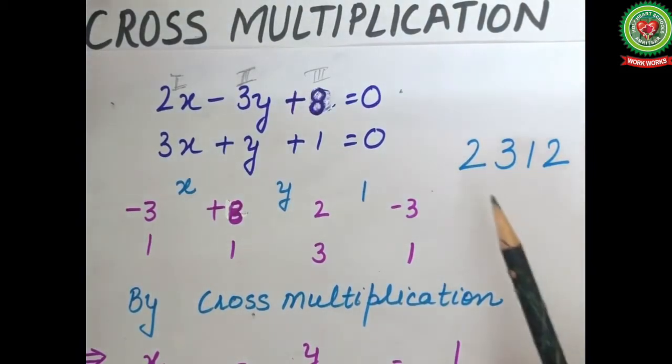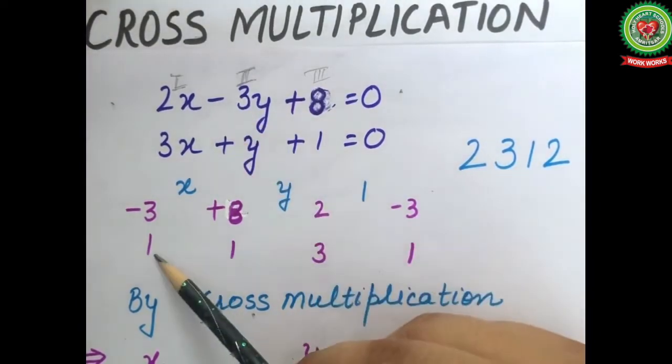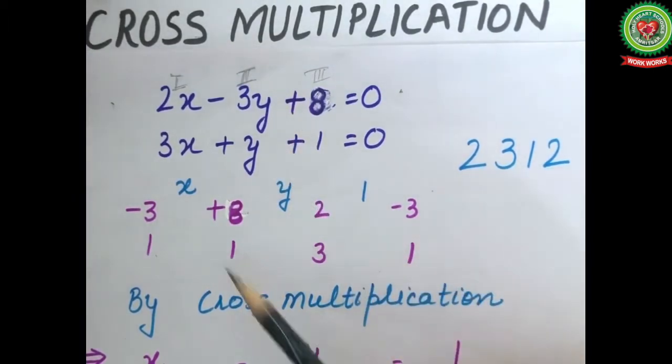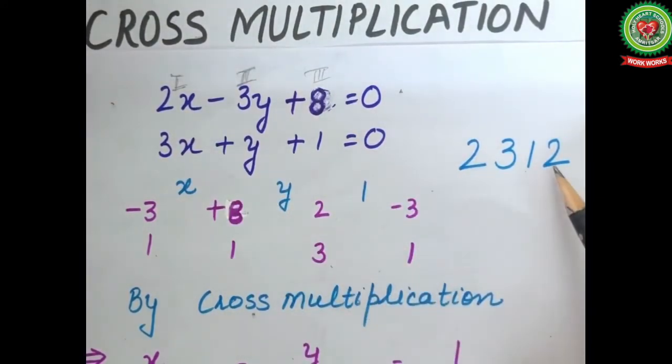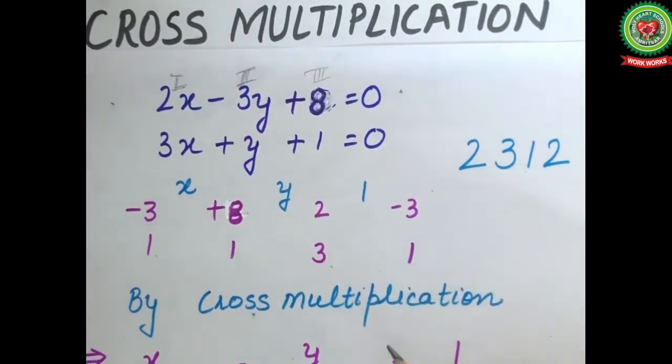So now first is 2, from here that is minus 3 and 1. Then 3, that is plus 8 and plus 1. Then 1, that is plus 2 and plus 3. Then again it is 2, that is minus 3 and plus 1.